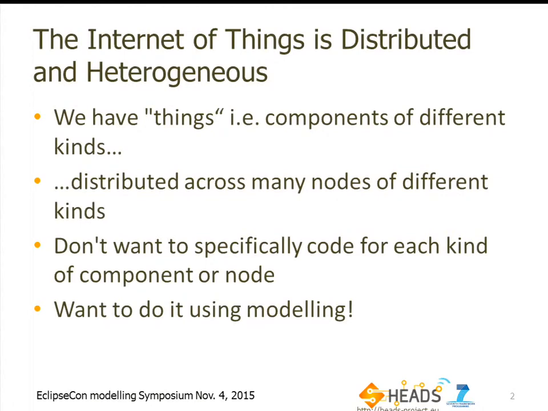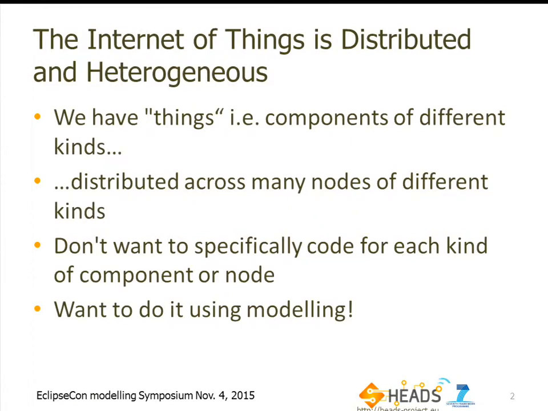So the good thing about this brief format is that I'm not going to talk about what the Internet of Things is, but the motivation behind this project is how heterogeneous and how distributed this world is. So we have these things or components that are of very different kinds, and they are distributed across very different kinds of nodes. So you have, I don't know, tiny devices with, say, less than 64K code and little memory, and you have regular devices which can execute Java and so on.